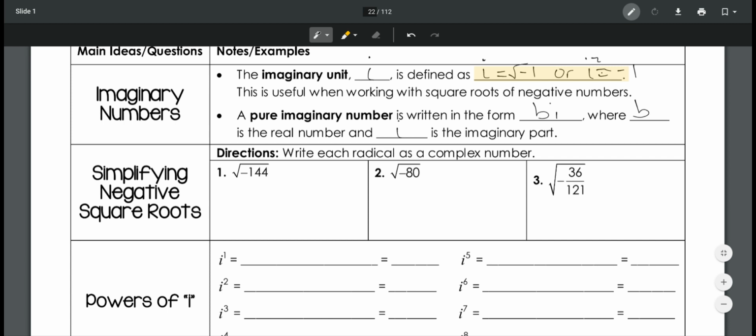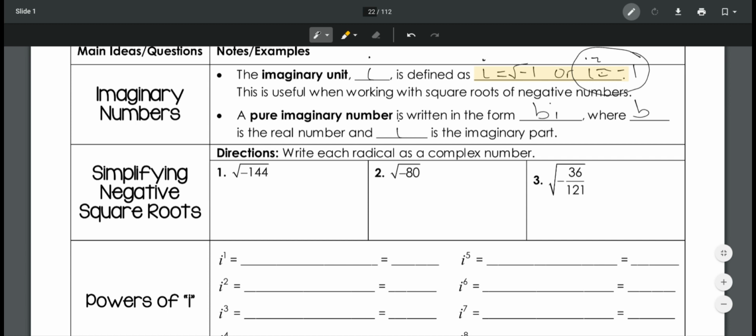Now, the pure imaginary number is written in the form of bi. Notice that it is bi, not bi squared or bi to the third or bi to the fourth. It has to be bi to the first power, where b is the real number and i is the imaginary part. That is why it is critical to know that i squared is always equal to -1. Because if you have anything bigger than an i, you have got to break it down into all of its i squared parts, which I will show you in a little while, and deal with that.